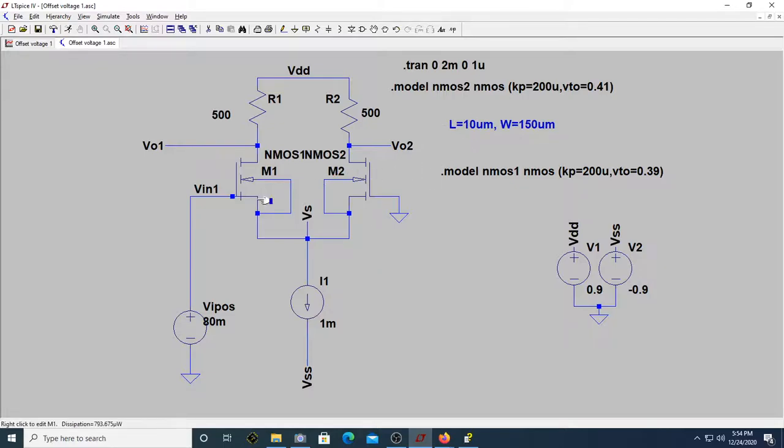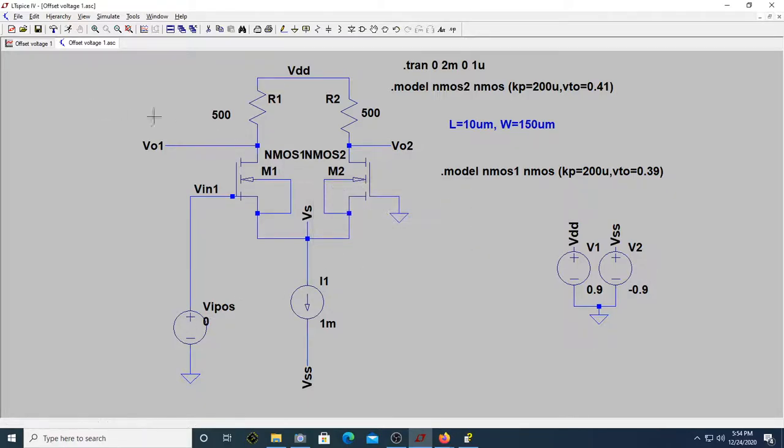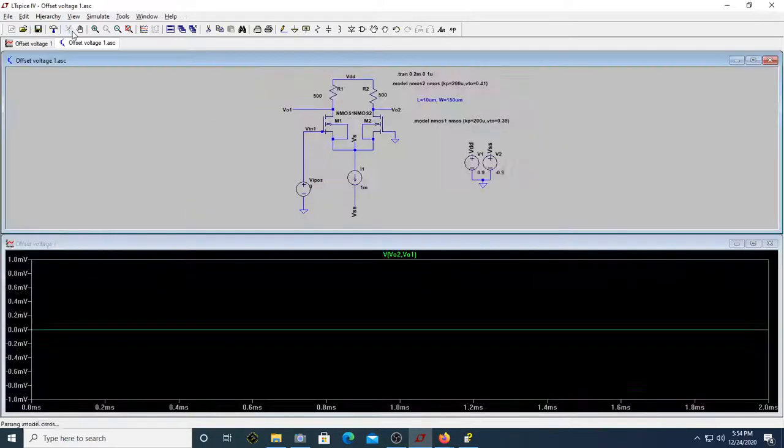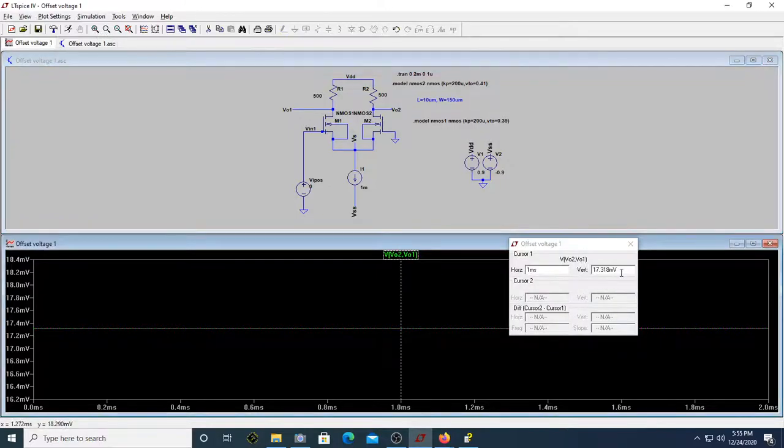So what I'll do, I think we already modified it. Let us make this zero. Let us find out what is the output offset voltage. Let me save this and run. If you actually see, the output offset voltage is now positive, which is 17.38 millivolt.